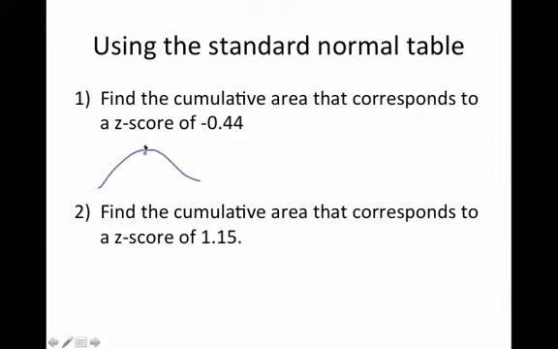So here I have my curve and negative 0.44, and I'm trying to find this area. Well, when I put it into my calculator, I need to give my calculator an interval where the z-scores are. Since this really starts at negative infinity, because it never touches the x-axis, my interval is going to be between negative infinity and negative 0.44.